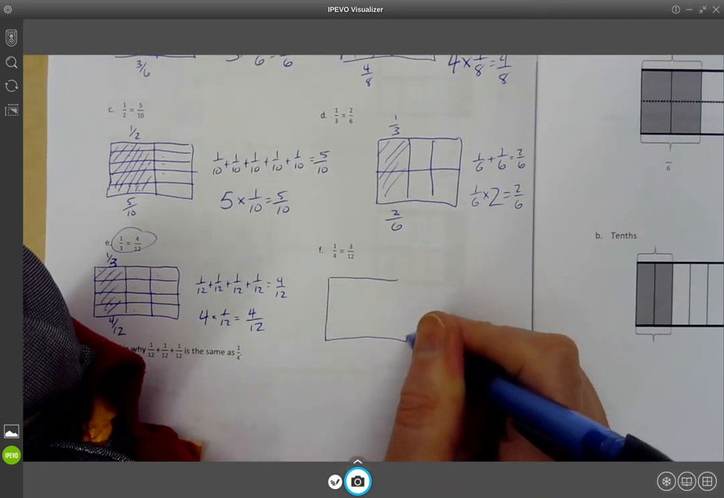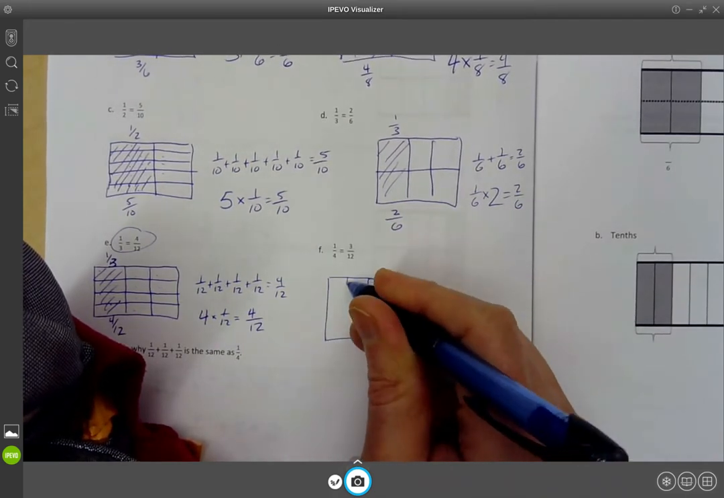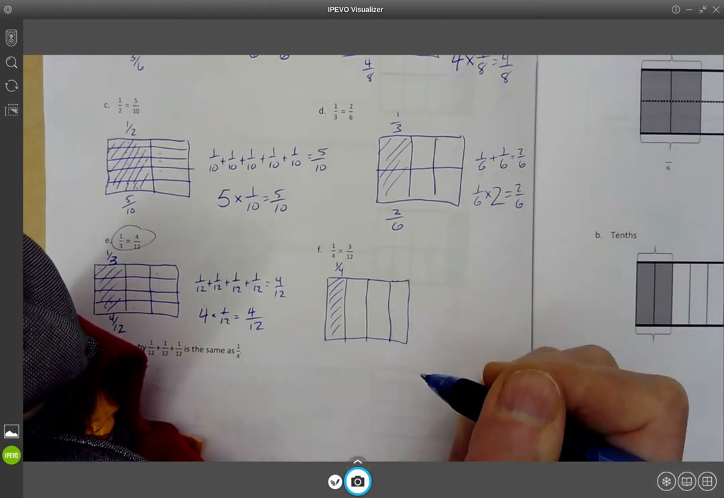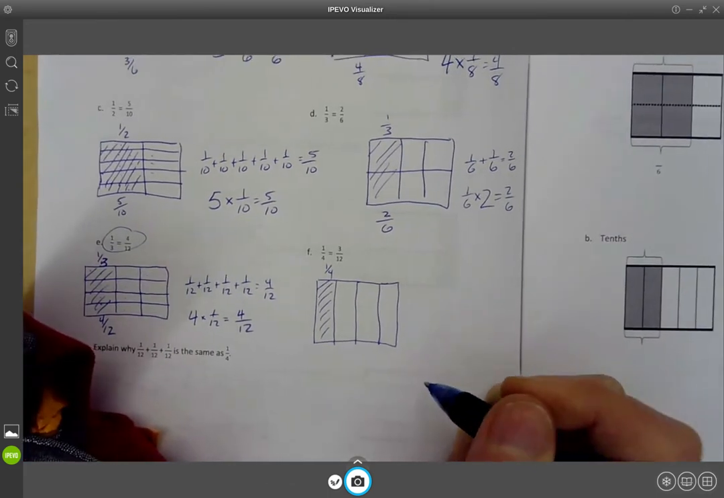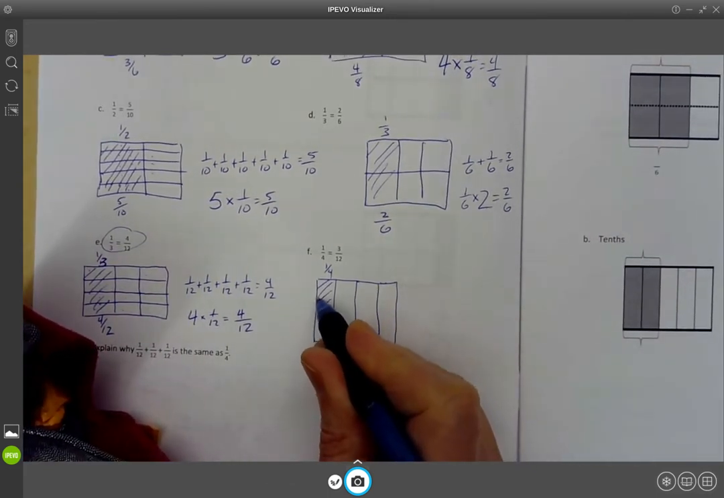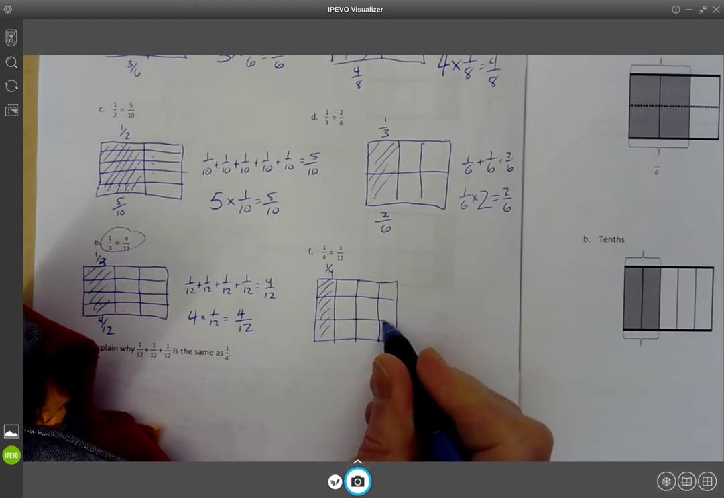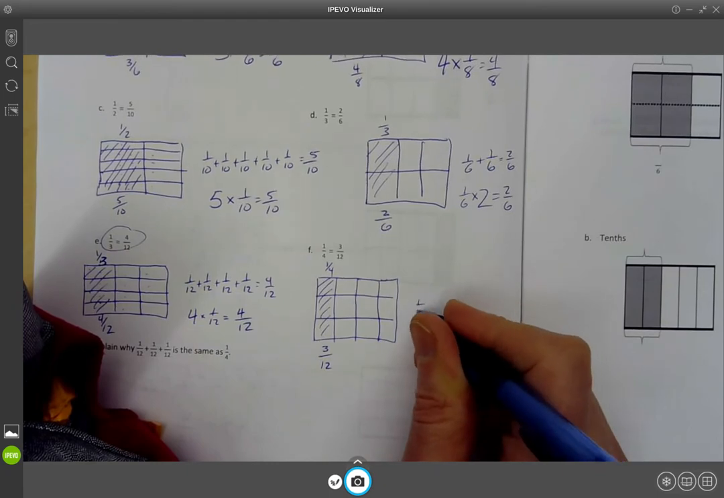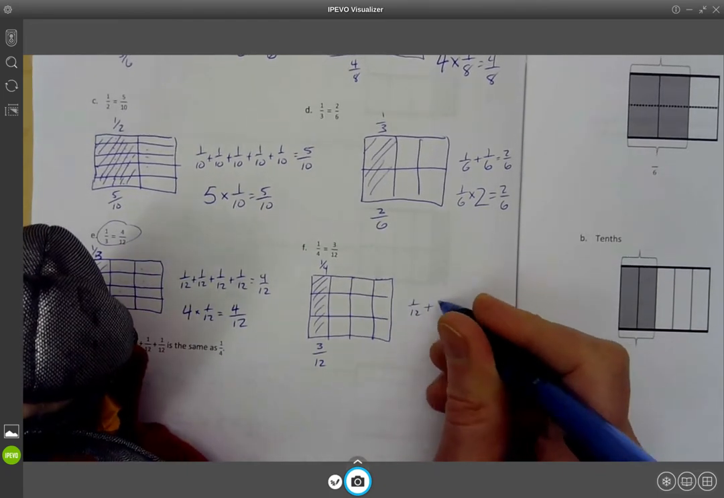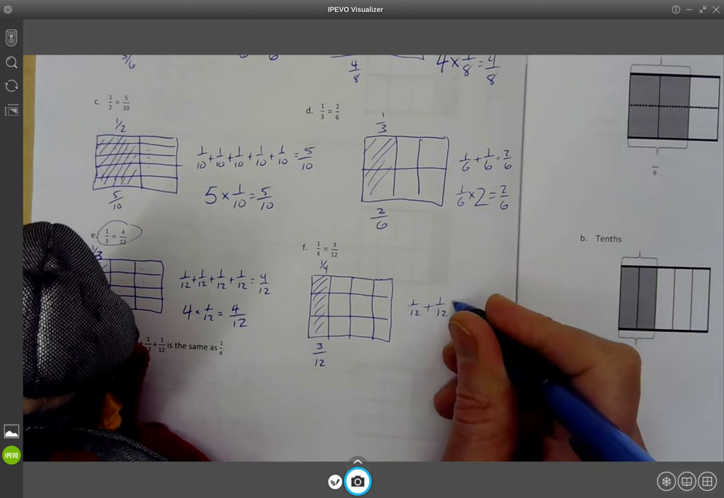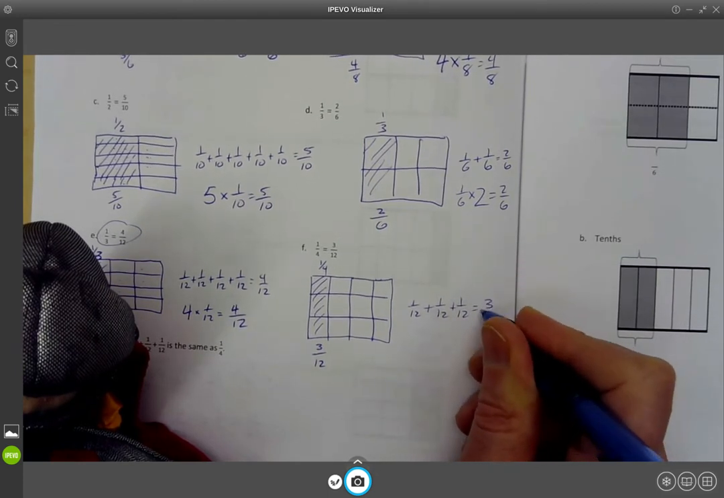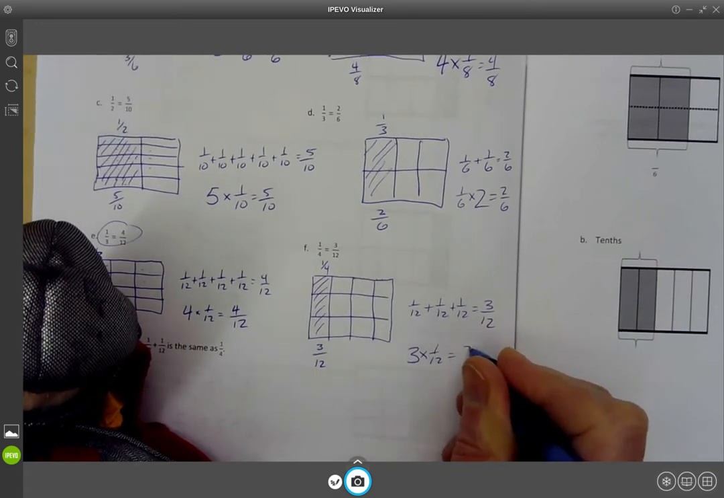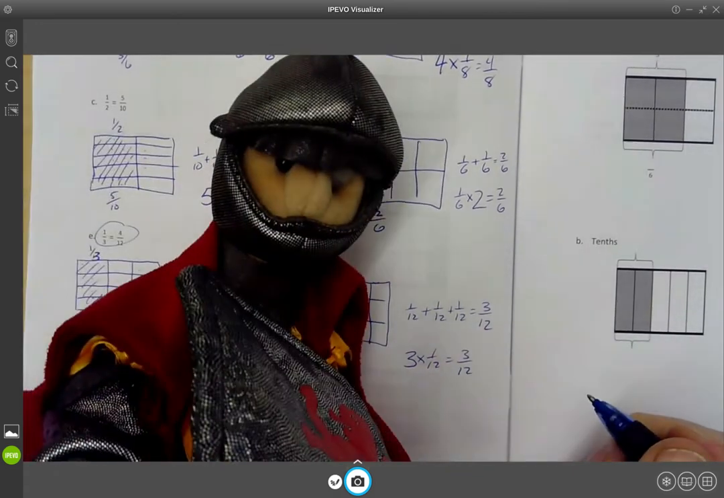1/4. We must break this into 4 pieces. There is a 4th. Shade a 4th. And now 12ths again. We have seen 12ths before. Let us see. We must break it into 3 pieces to get 12ths. 3/12ths. 1/12 plus 1/12 plus 1/12 equals 3/12, and of course 3 times 1/12 equals 3/12.